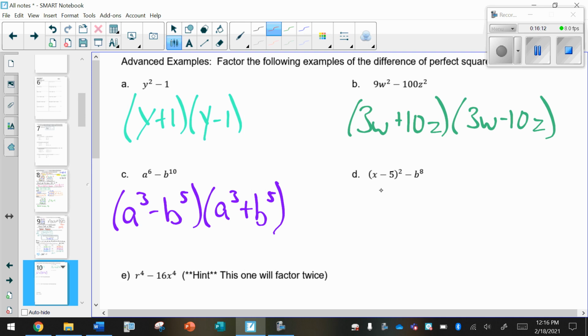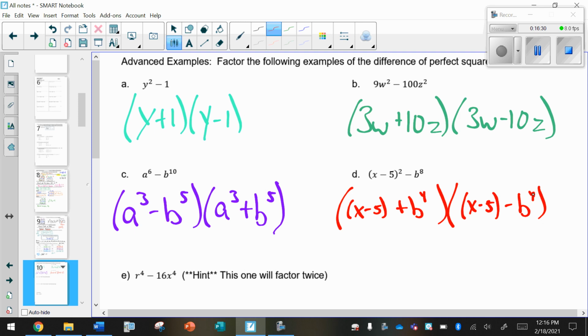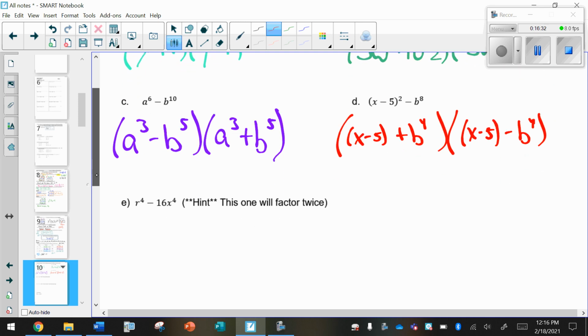This one, letter D, looks a little weird, but the x minus 5 squared means there's an x minus 5 in both parentheses. And then there's the plus b to the fourth and the minus b to the fourth. Looks a little strange, but it's still done the same way.